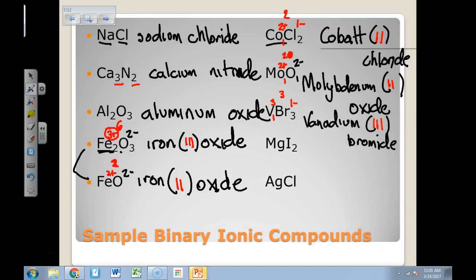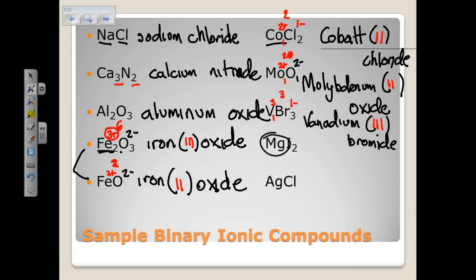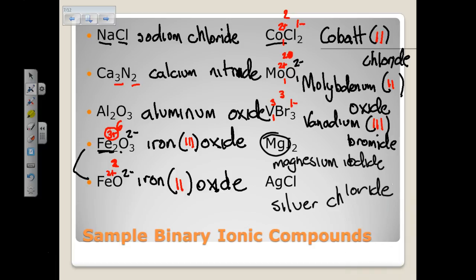Okay, almost done. So now, how about this guy? This guy is a little bit easier. Magnesium is not a transition metal. It's a main group metal. So we're just going to name this magnesium iodide. Okay. And then last but not least is this guy. Silver chloride. Whoop. Sorry, I didn't mean to do that.